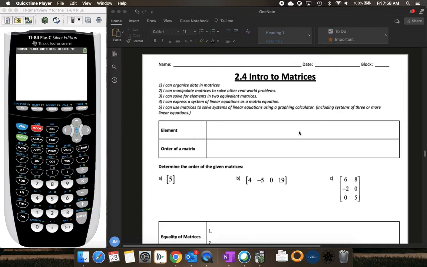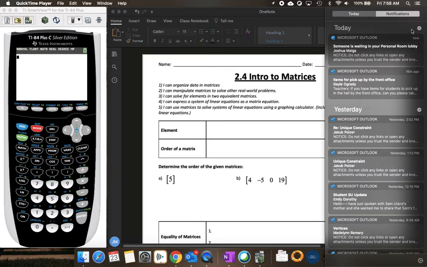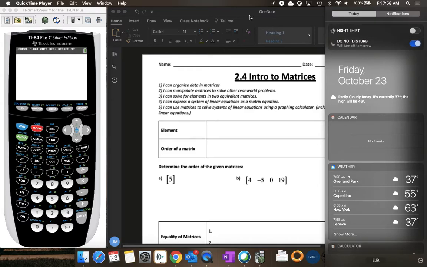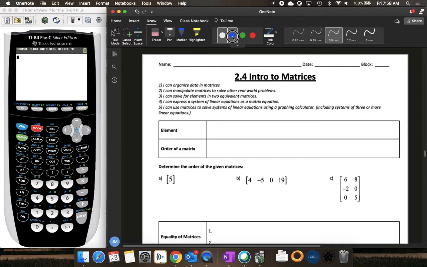So that's why they are combined into this one unit. We've already talked about solving systems of equations by graphing, by elimination, by substitution. We're now going to have the chance to talk about them in one additional way, which is that we'll be able to solve them using our graphing calculator and using matrices. Okay, so first we need to talk about a matrix and everything that goes into it.